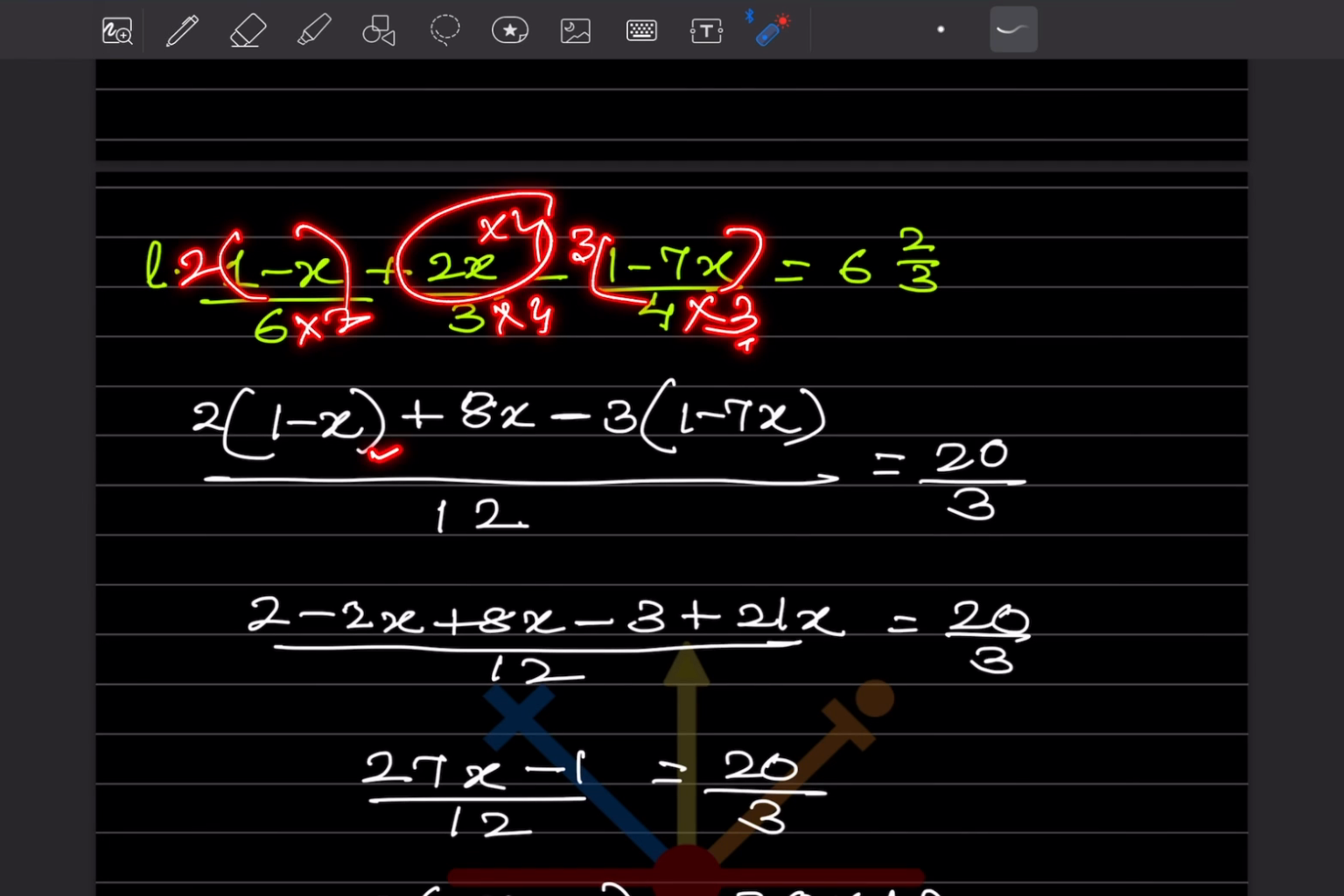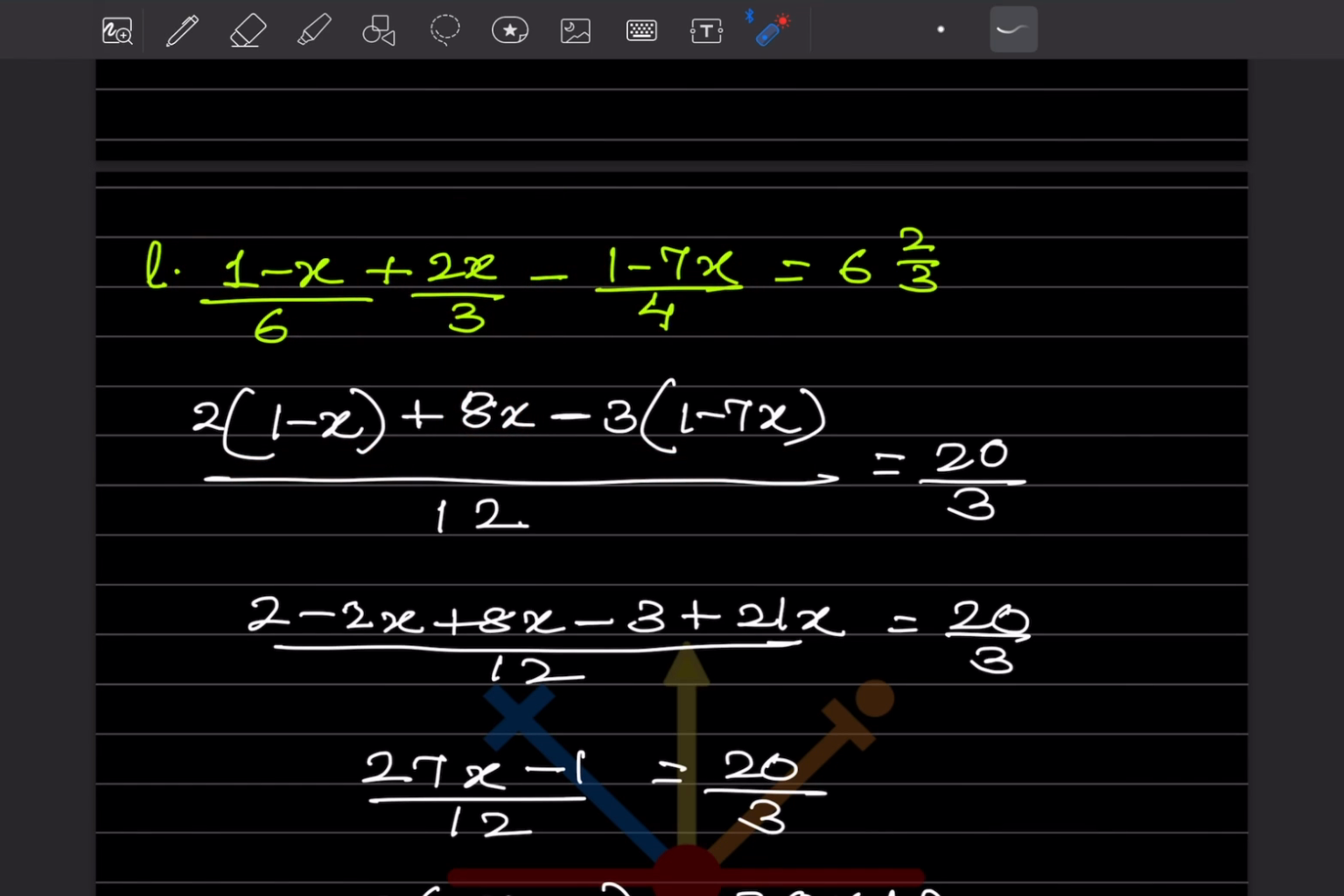So this is going to be 8x and this 2 into 1 minus x, and this will be 3 into 1 minus 7x by 12. And this is a mixed fraction, so let us make it to improper fraction. So this will be 18 plus 2, that is going to be 20 by 3. So now let us expand this one. 2 minus 2x plus 8x minus 3 plus 21x by 12 will be 20 by 3.